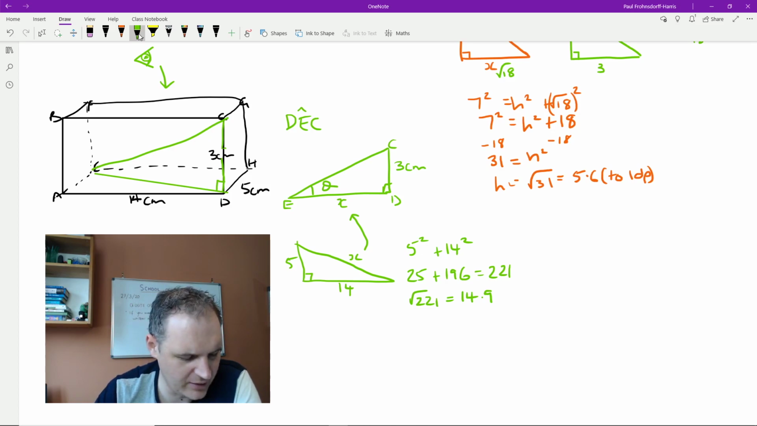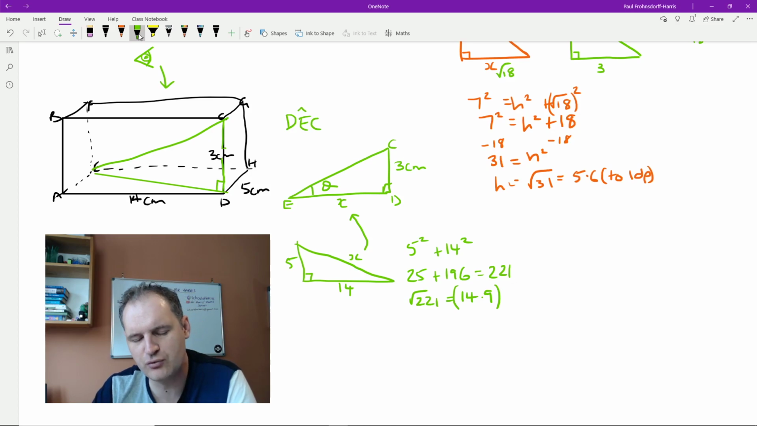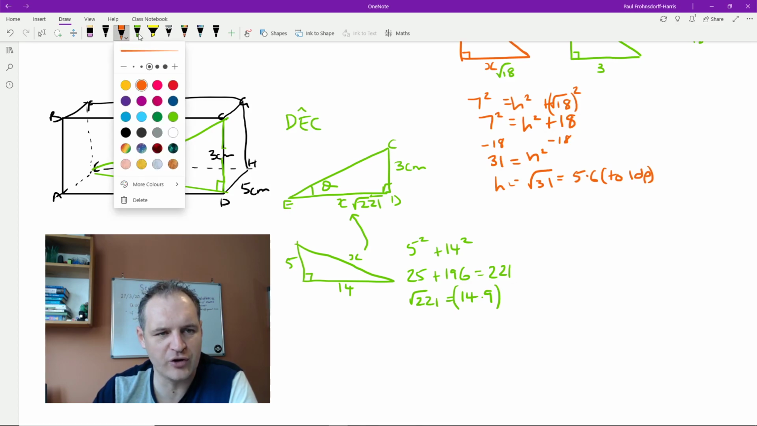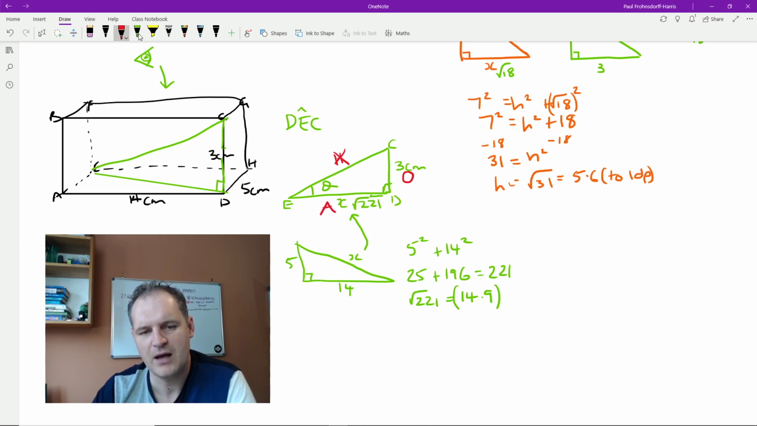14.8, but 89. But I'm again not going to use that. I'm going to use root 221 in my answer. I'm going to put this as root 221, so it's the exact answer I need. And I now go through the standard steps you would do if you were doing a normal trigonometry question. Label the sides. I have adjacent, I have opposite, and I don't have the hypotenuse, so I'm going to cross it out. I want to then find this angle using O and A.